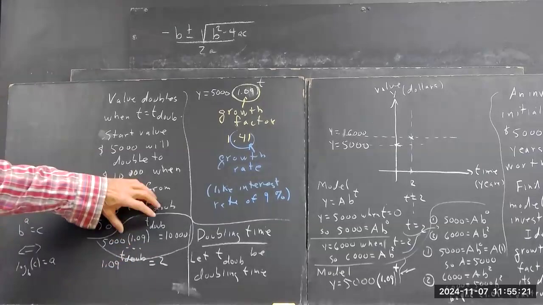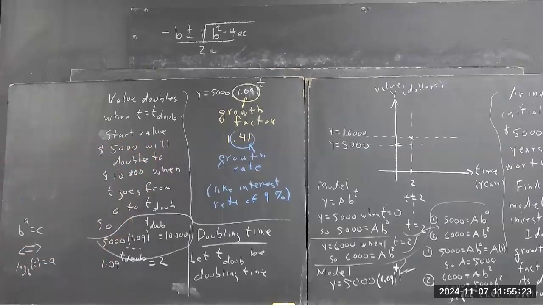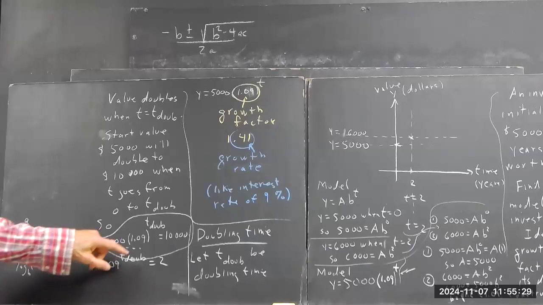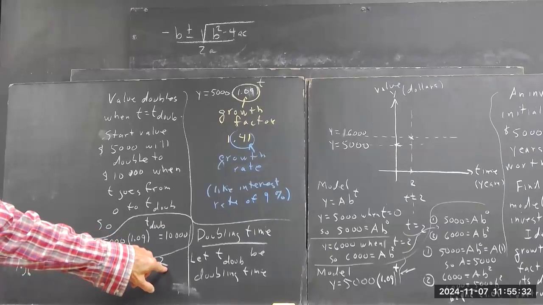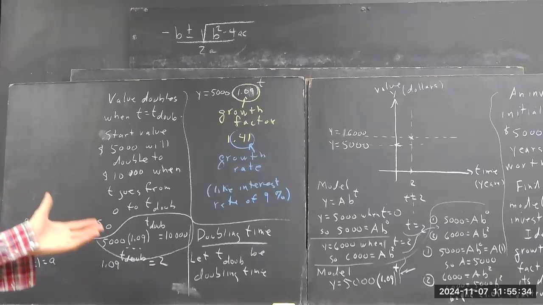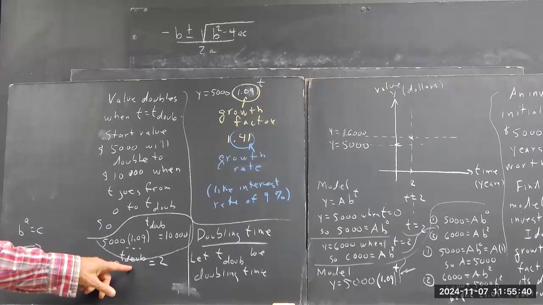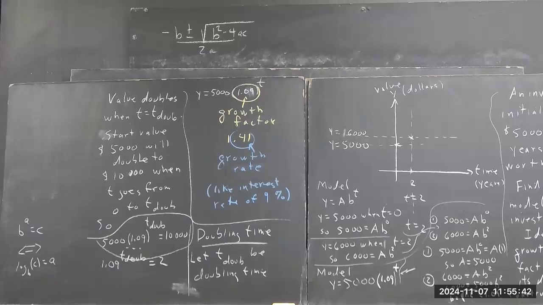And isolate 1.09 to the t dub should be obvious. We divide both sides by 5,000. Now we have this in the form b to the a equals c. When you're doing the first several of these equations, you're going to want to write out b equals 1.09, a equals t dub, c equals 2, so you know for sure that you're putting the right symbols into this form.